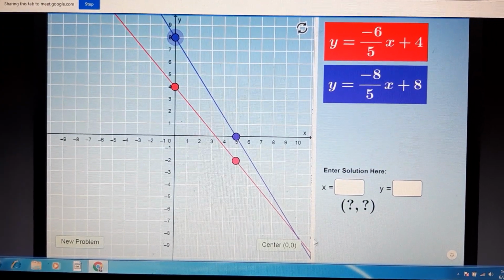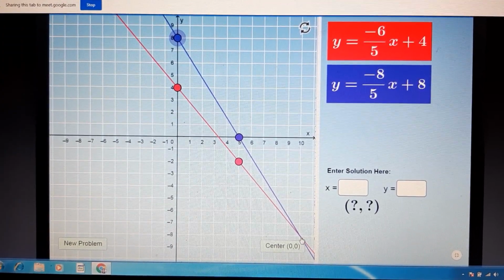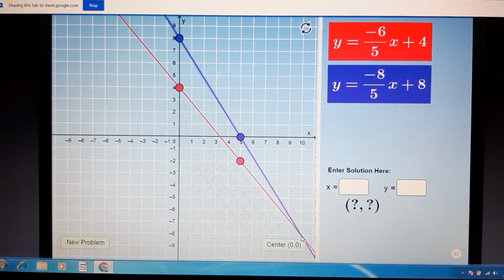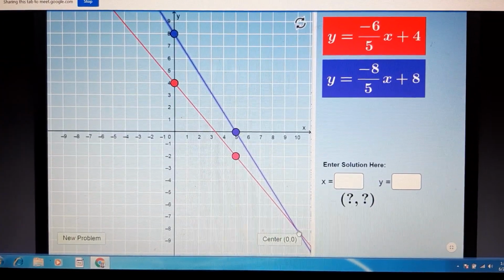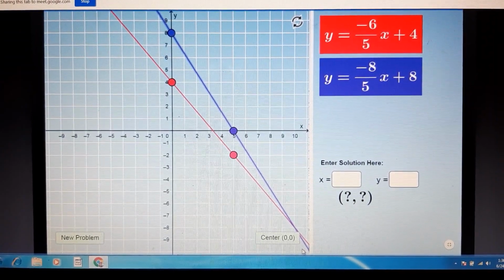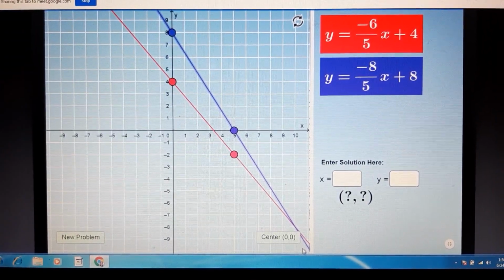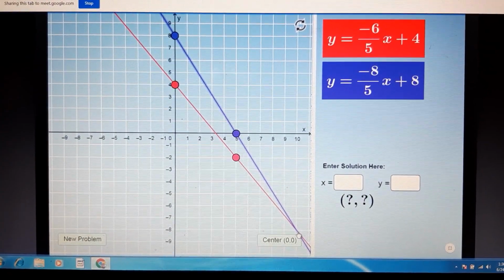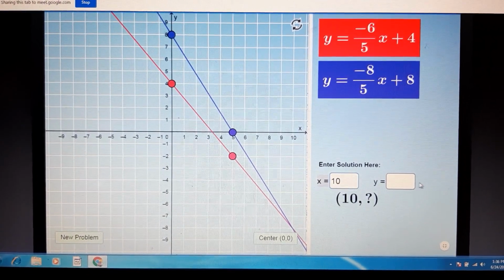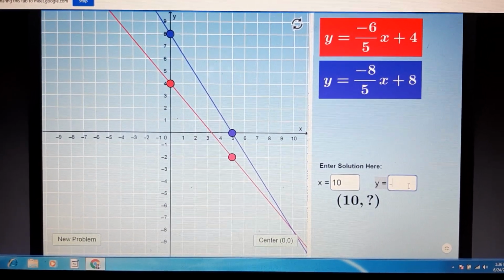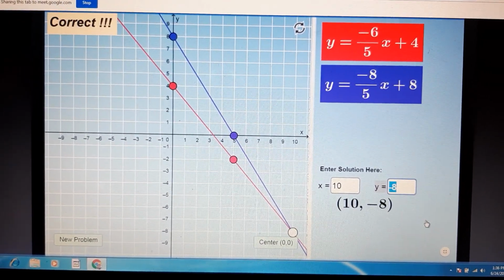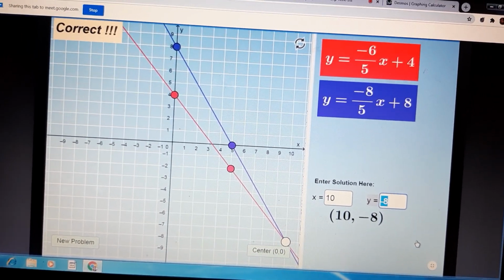Right. Now I will try to find this point of intersection which will tell me the solution. Isn't it? So tell me, what is this point of intersection? (10, minus 8). Okay, so let me put x as 10 over here and y as minus 8 over here. Okay, and correct. Do you see?